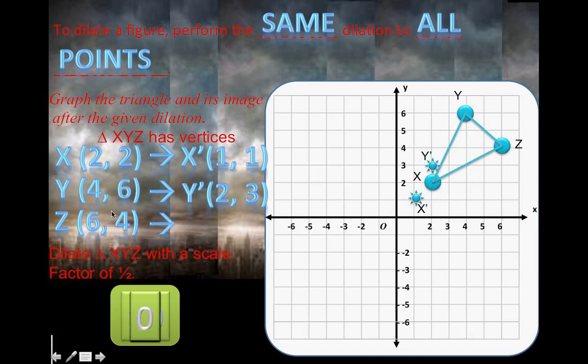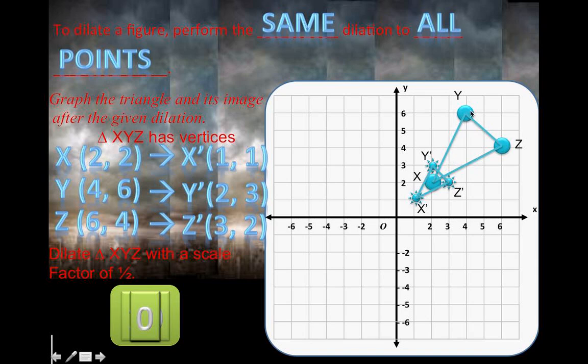And the last one, Z, is at 6, 4. It was the reverse of this one, so the image should probably be the reverse of this, but we'll check just in case. 1/2 of 6 gives us a 3. 1/2 of 4 gives us a 2. So Z prime should be at 3, 2. So we'll go ahead and graph 3, 2, which is right here. Make sure we label it, and you can connect them right up.